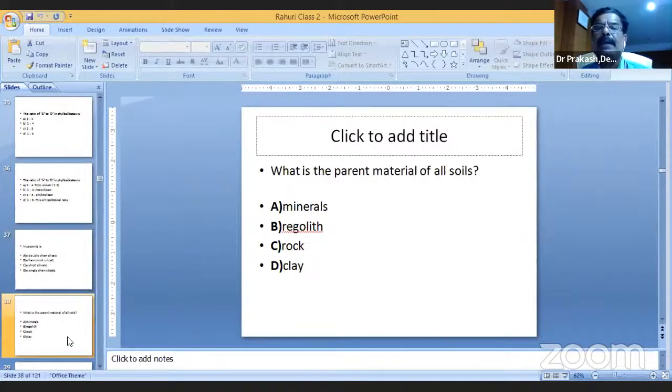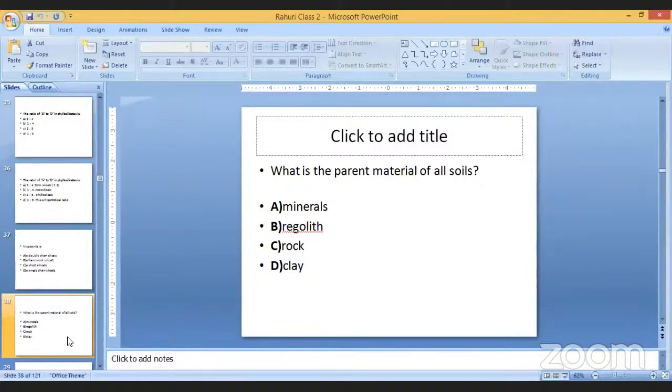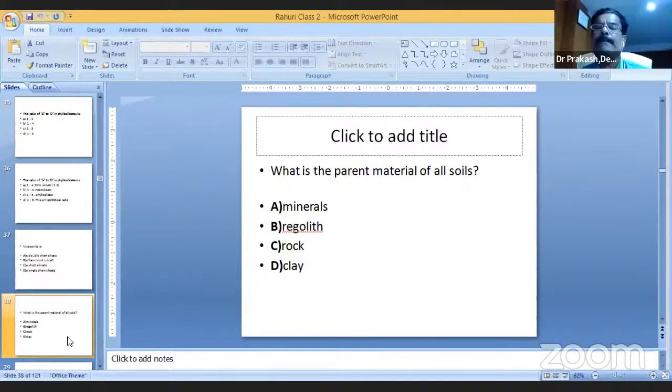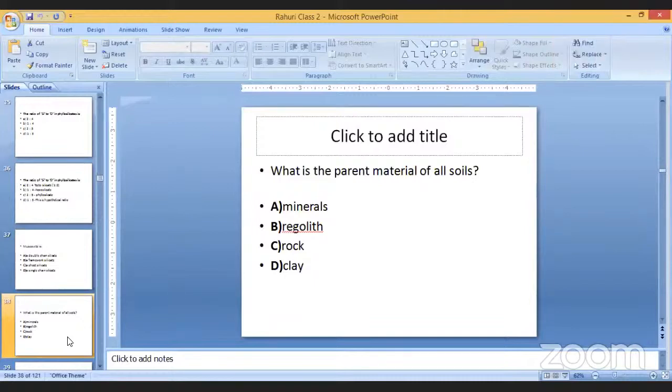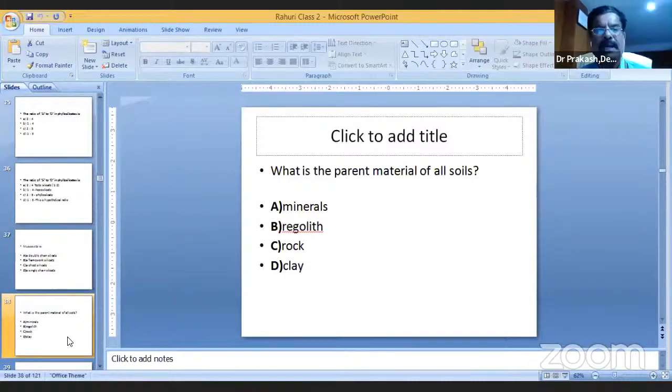What is the parent material of all soils? Regolith. Regolith. Yes. Any others? What is the parent material of all soils? Rock. Rock. Yes, you are taking a bet on rock. Yes, fine. That is the basic starting material.